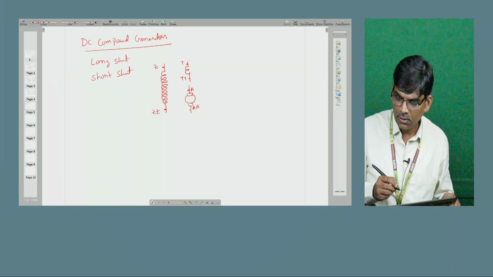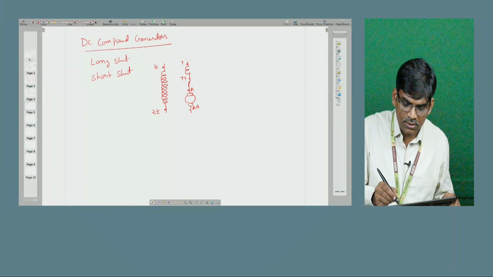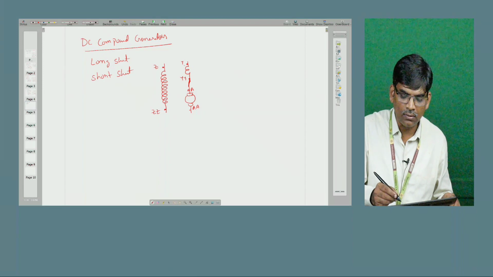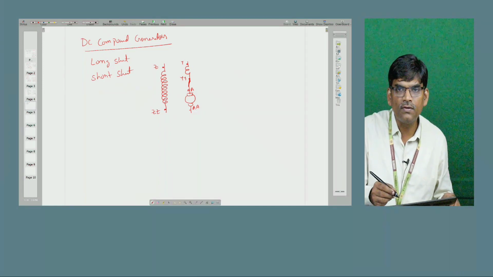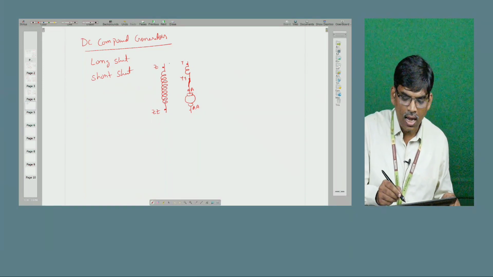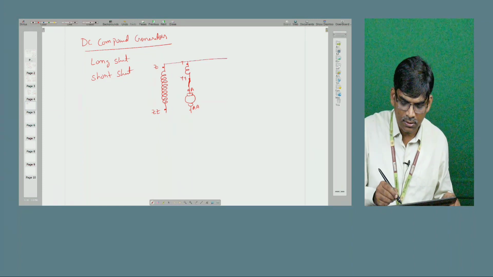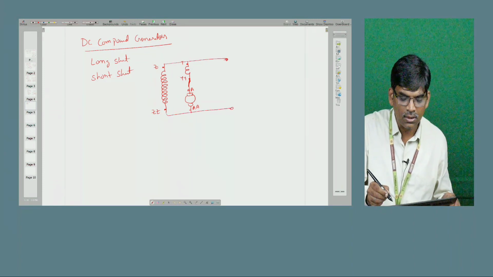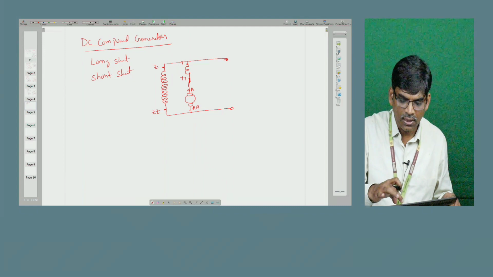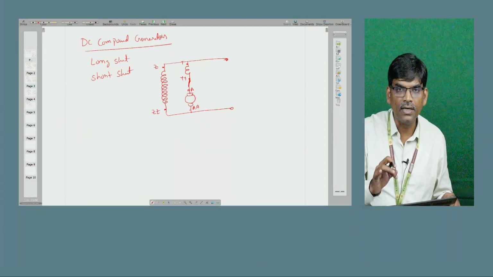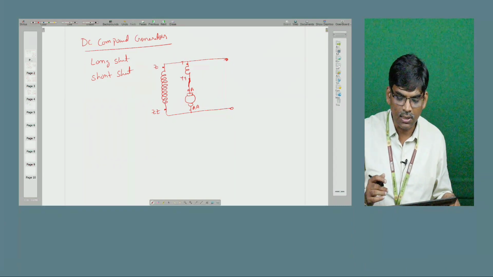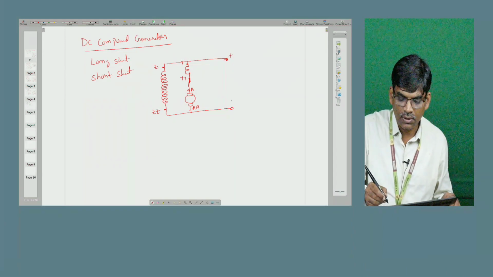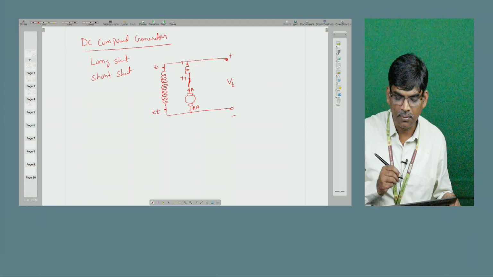and AA. The series field winding and armature winding are connected in series, and this combination is connected in parallel with the shunt field winding. This type of generator is called a long shunt. Why? Because the entire series field winding is connected with the armature, and the shunt field winding is connected in parallel across it, that is called a long shunt generator. Across this, the terminal voltage appears.